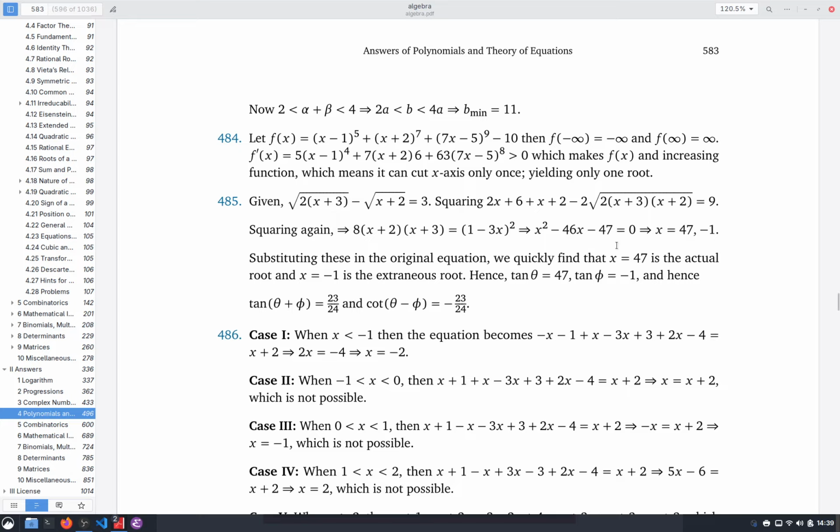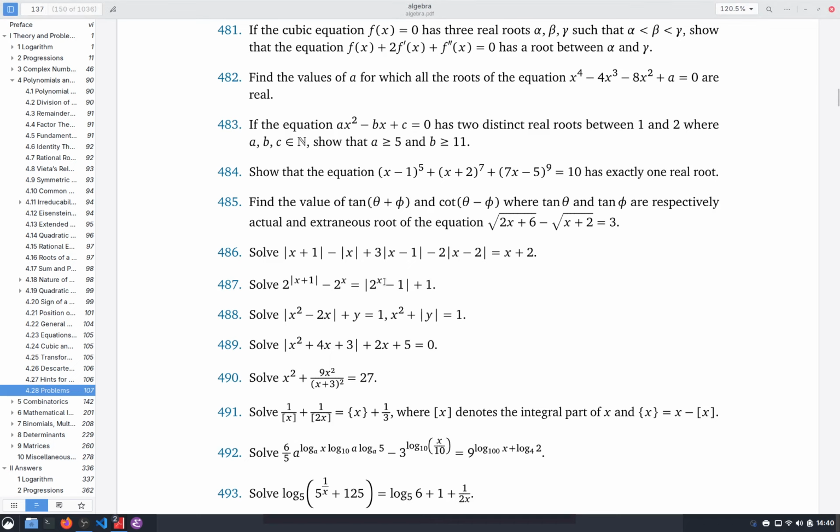So on putting this in the original equation, we see that 47 is the actual root and x = -1 is the extraneous root. So tan θ is equal to 47 and tan φ is equal to -1. Once we have tan θ and tan φ, it is trivial to calculate tan(θ + φ) and cot(θ + φ). Now, if you have not yet studied trigonometry, forget about calculating this. Go ahead and learn trigonometry, and then you will know how we compute these values. So the calculation is not shown here.